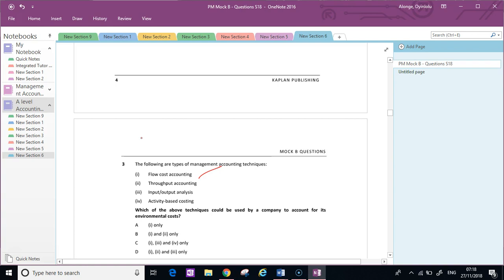Now, throughput accounting is not used for EMAs. I think the last one actually was some element of life cycle costing, I think. Yes, but definitely not throughput. So really, flow costing, input-output.